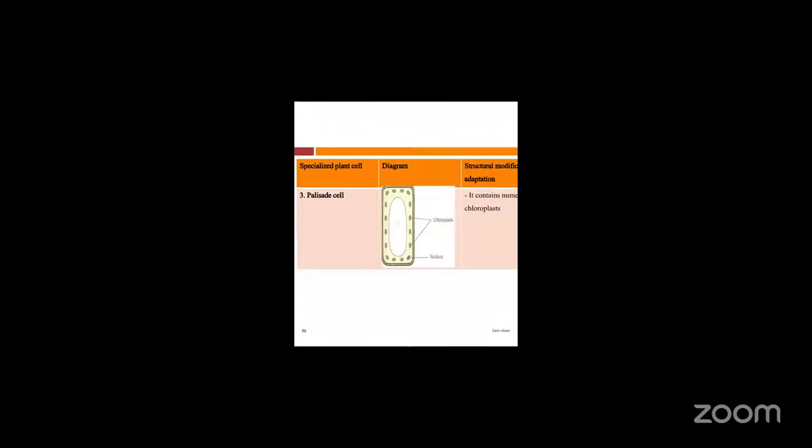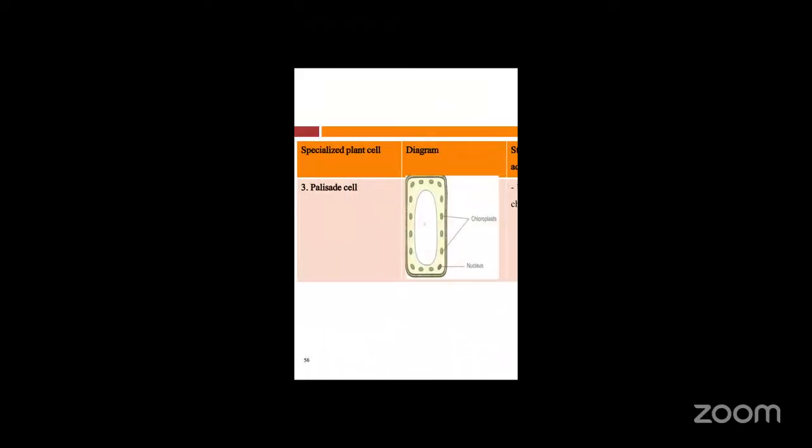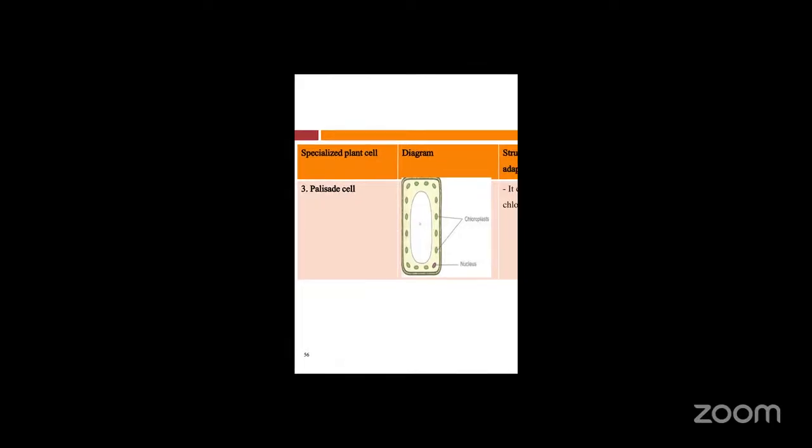The principle here is that the palisade cell is tucked on the upper surface of the leaf, where the sun is in contact with the leaf. And because we have many chloroplasts on that surface, we are going to have high rates of photosynthesis taking place. So the plant is going to make its own food easily.